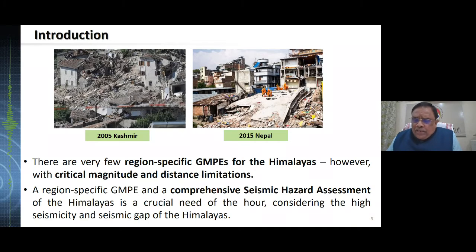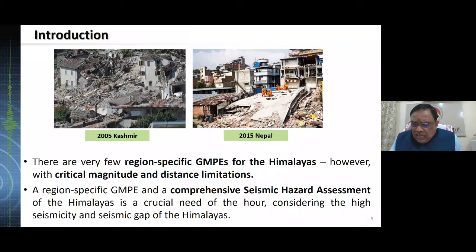Region-specific GMPE and a comprehensive seismic hazard assessment of the Himalayas is the crucial need of the hour. It's very, very important, considering the high seismicity and seismic gap of the Himalayas. I will explain what seismic gaps I'm talking about. Specifically, I could say even our codes are not yet looking at this very carefully. Our IS 1893, which is an earthquake code used extensively, doesn't look at these issues very seriously.